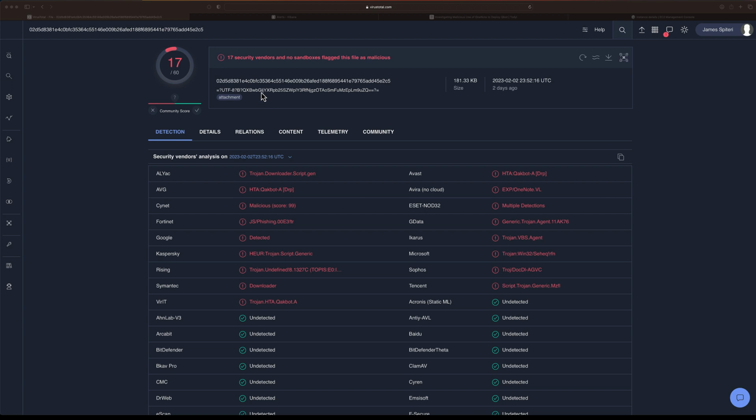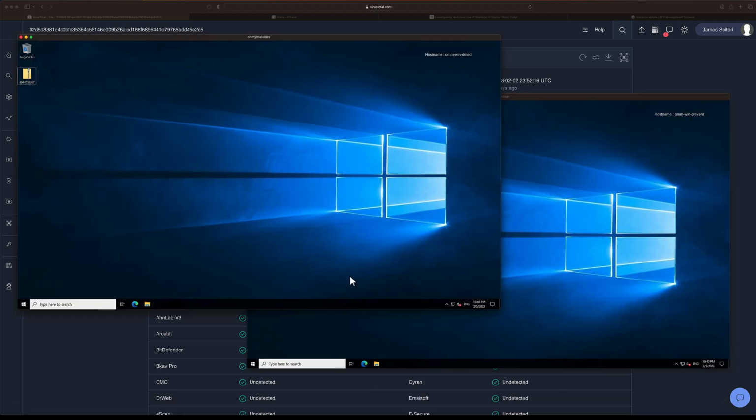If you're new to this channel, we always run the sample simultaneously on two different machines. One is a machine running the Elastic Defend integration in detection only mode. So everything is turned on, but in detection only mode, so nothing is actually prevented. This is to see the full execution flow and do real dynamic analysis on that sample.